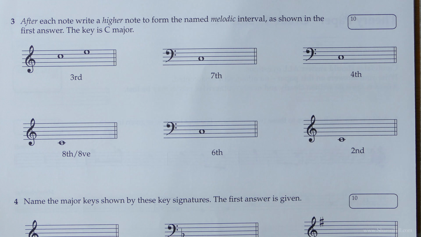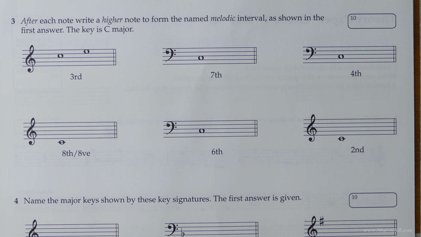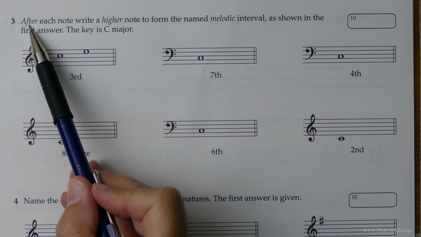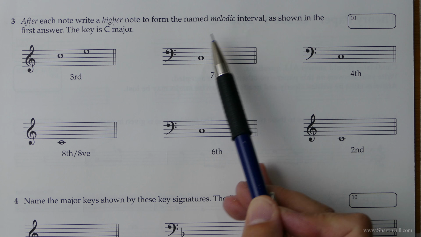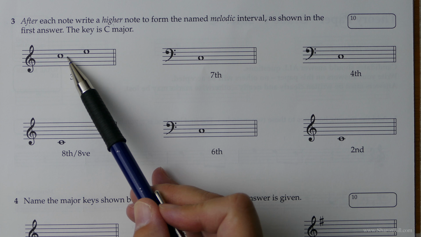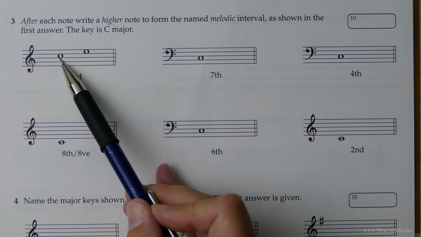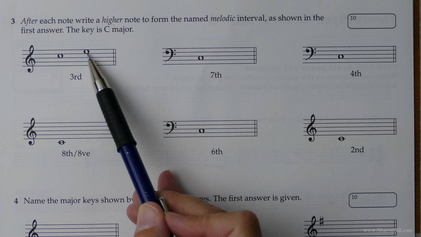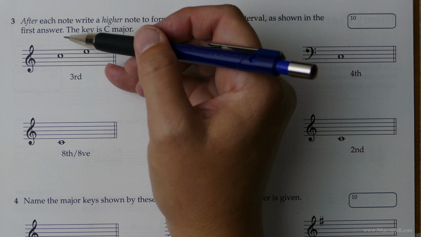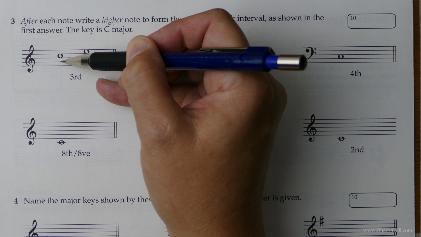So if you turn the page with me, moving on to page 10, we'll just crack on with question 3, which is naming intervals. It says after each higher note, we need to name the melodic interval. We always count from the bottom note up. The notes come after each other because it's a melodic interval, like a melody, unlike a harmonic interval where they come together like a chord or a harmony.